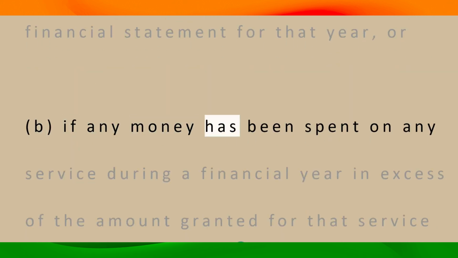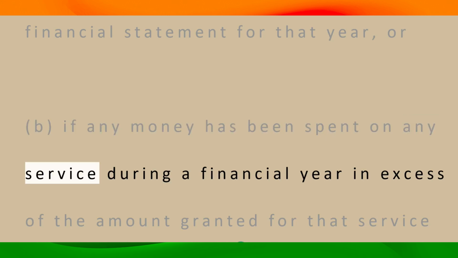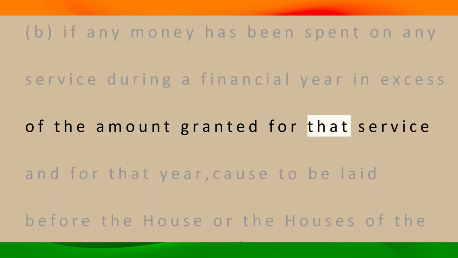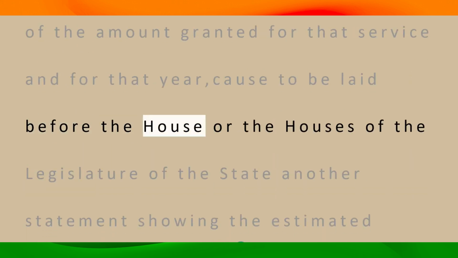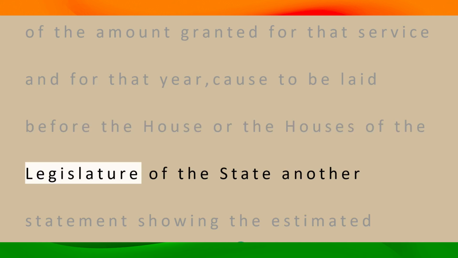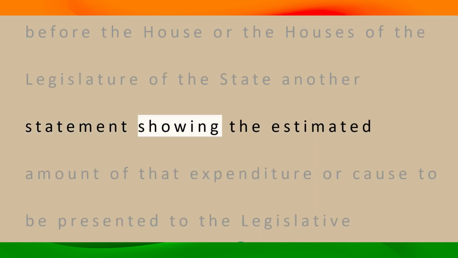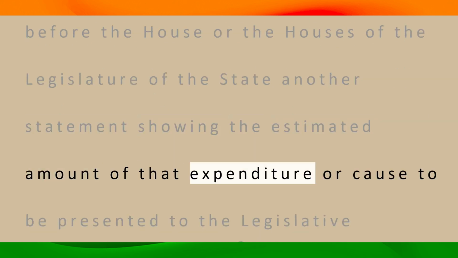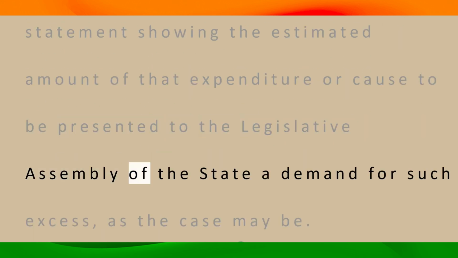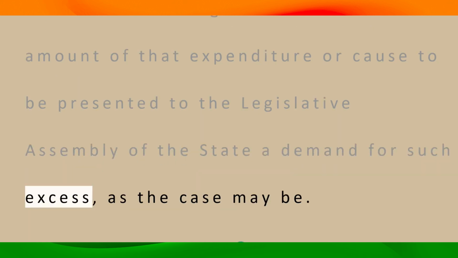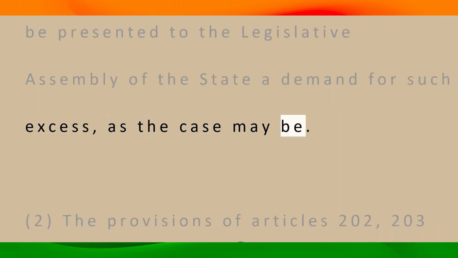If any money has been spent on any service during a financial year in excess of the amount granted for that service and for that year, cause to be laid before the House or the Houses of the Legislature of the state another statement showing the estimated amount of that expenditure, or cause to be presented to the Legislative Assembly of the state a demand for such excess, as the case may be.